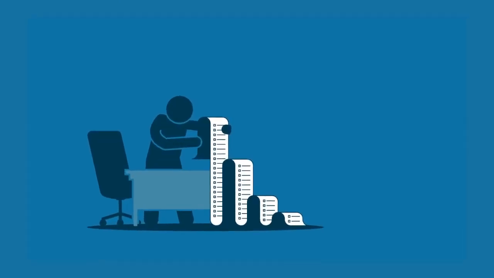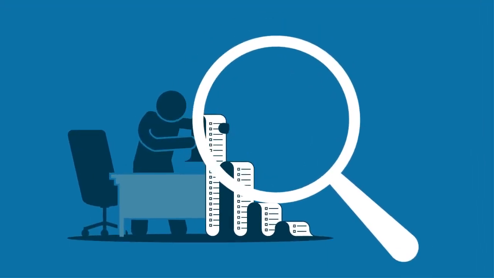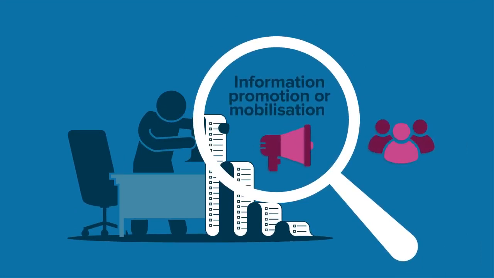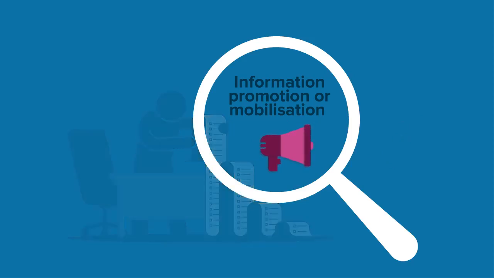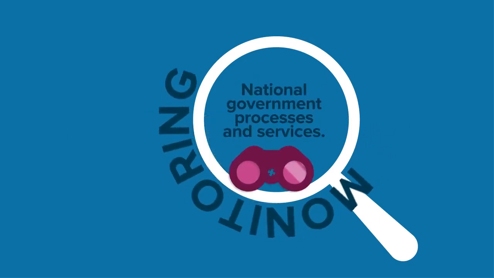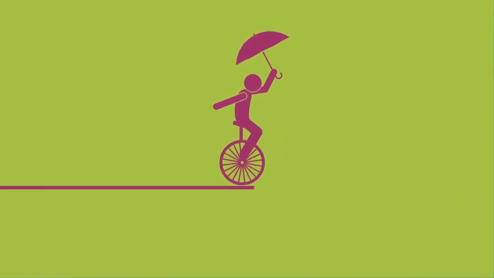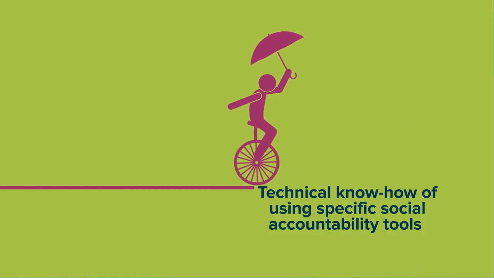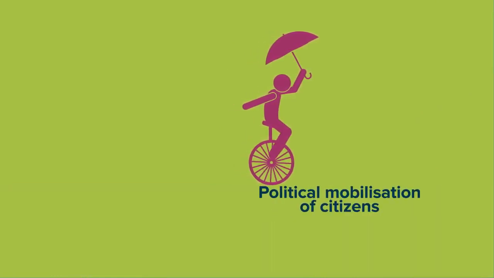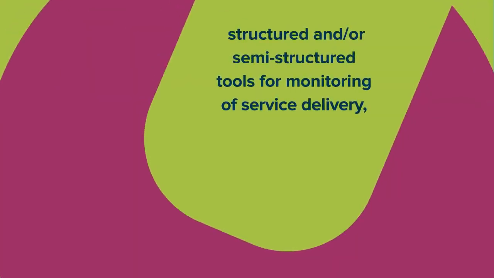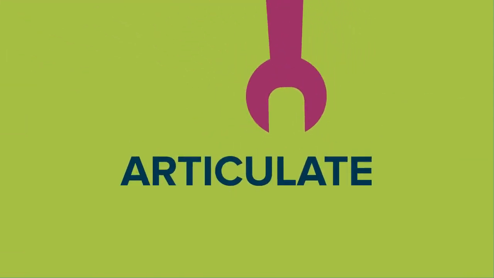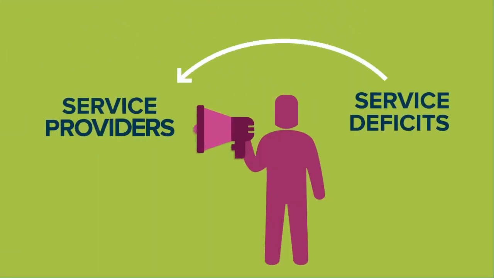A full review of practices on social accountability in Zimbabwe would reveal that, while many initiatives focus mostly on information promotion or mobilization activities, only a few initiatives concentrate on the monitoring of key national government processes and services. Striking a balance in practice between the technical know-how of using specific social accountability tools and political mobilization of citizens is crucial. Interventions which use structured and/or semi-structured tools for monitoring of service delivery, for example, tend to better identify, articulate, and communicate service deficits to service providers.